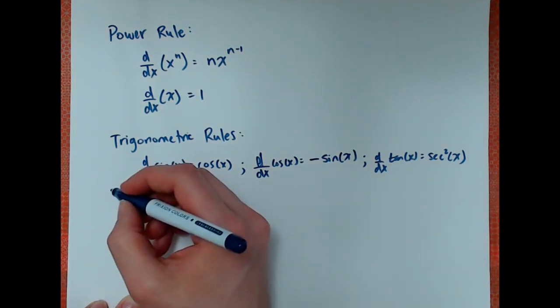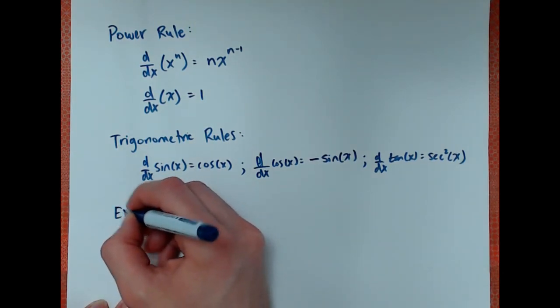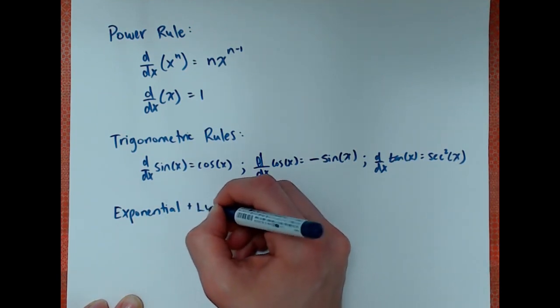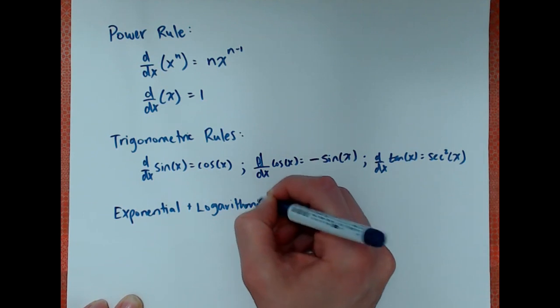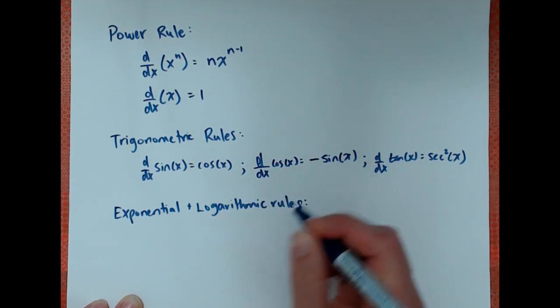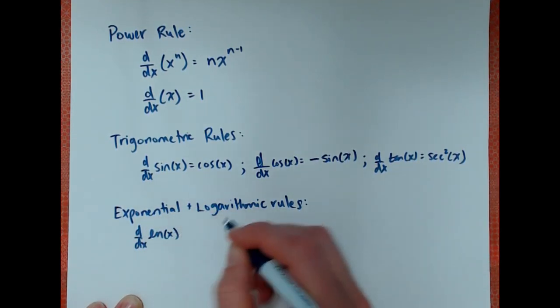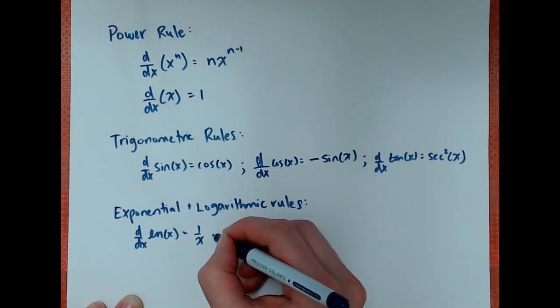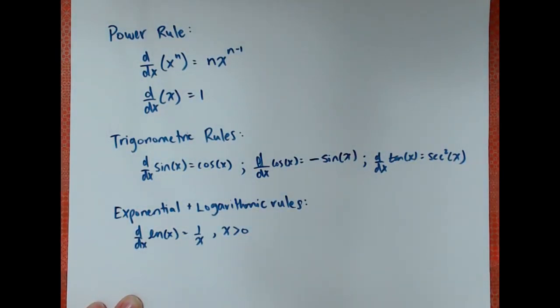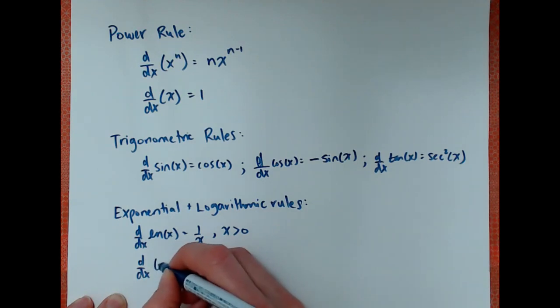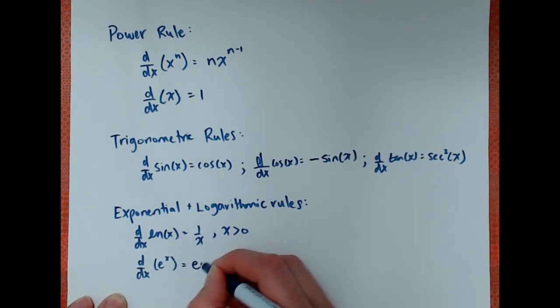There's also exponential and logarithmic rules. So d over dx of the natural log of x is equal to 1 over x, and x has to be bigger than 0 because that's necessary for the natural log to be valid. D over dx of e to the x is equal to just e to the x.